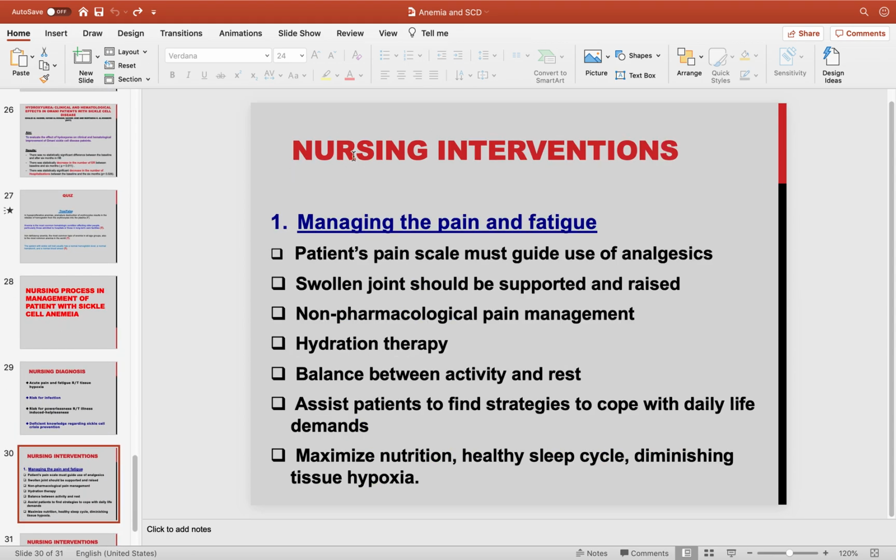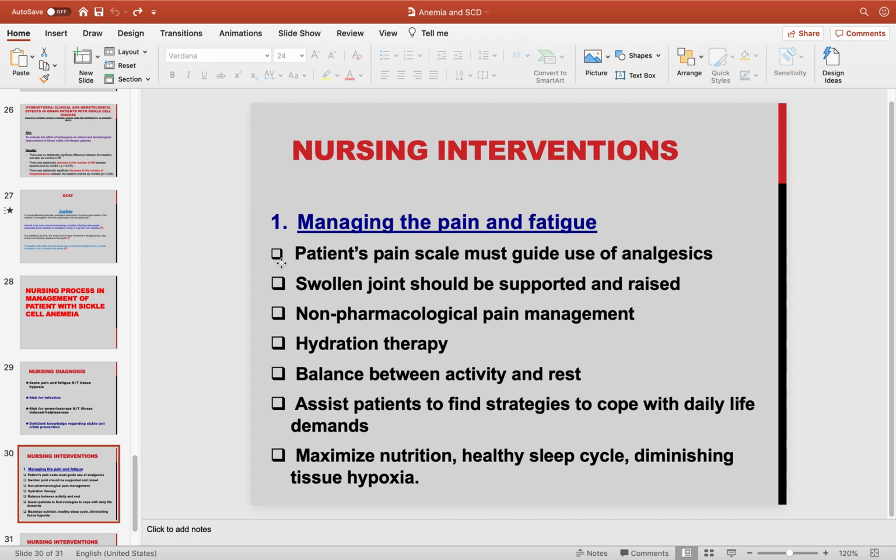So for the nursing interventions, it's also very important to manage the pain and fatigue in the patient. For example, you have to assess the patient's pain, and based on the pain scale, guide the use of analgesia. You also have to use non-pharmacological pain management with this patient, because we don't want the patient to be on analgesics or opioids all the time, as this could lead to addiction. So use non-pharmacological pain management to help the patient reduce his pain.